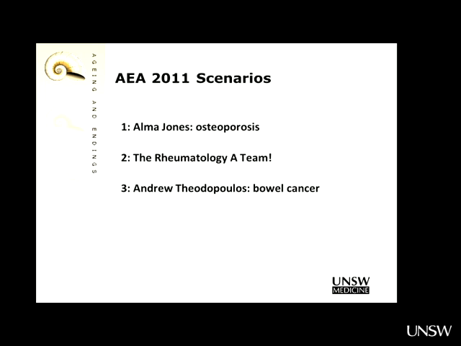There are 3 scenarios in this course, and the 3 scenarios we will take you through in the next 7 weeks. The first one, which you start this morning, is on osteoporosis, and you meet a lovely old lady called Alma Jones, and we'll do that in a few minutes and talk about that. But in about a week and a half, you also start the next scenario, which is on arthritis.